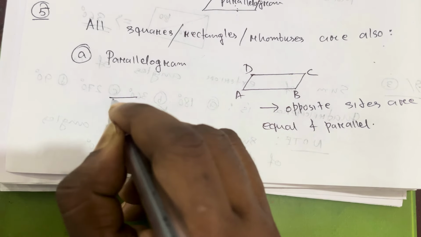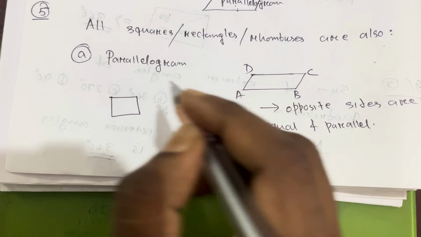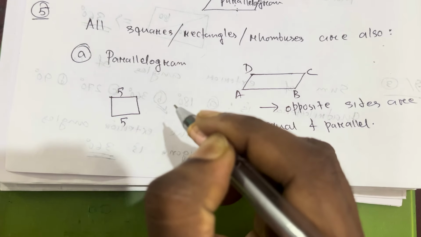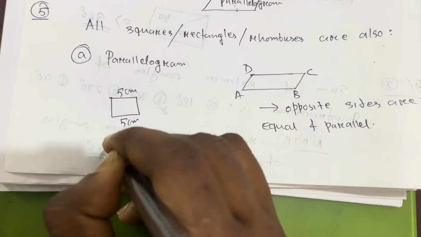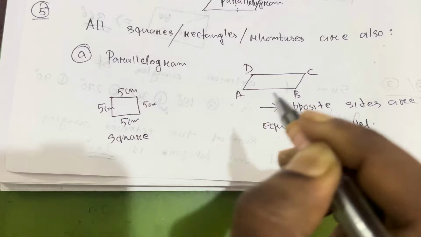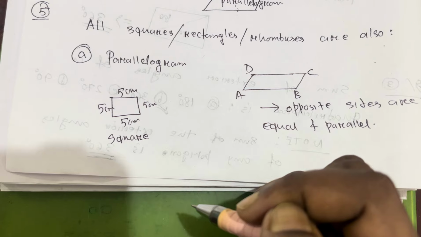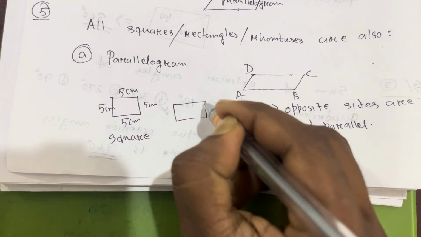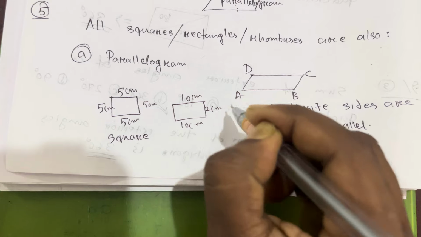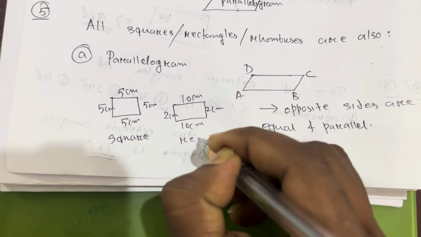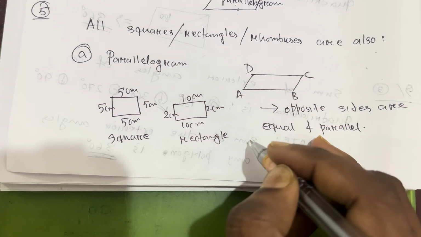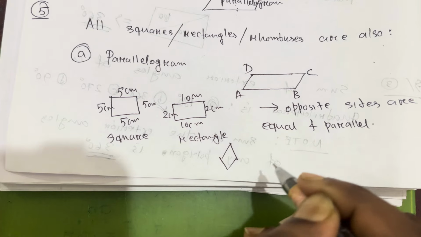Why square? If you explain one by one, this is a square. Square means all sides are the same, and opposite sides are also the same. This is 5 centimeter, this is also 5 centimeter. You see, opposite sides are equal and parallel. And in a rectangle also, opposite sides are equal and parallel. This is 10 centimeter, this is 10 centimeter, this is 2 centimeter, and this is 2 centimeter. So a rectangle also has opposite sides equal and parallel. And a rhombus is also the same. So this is a rhombus.